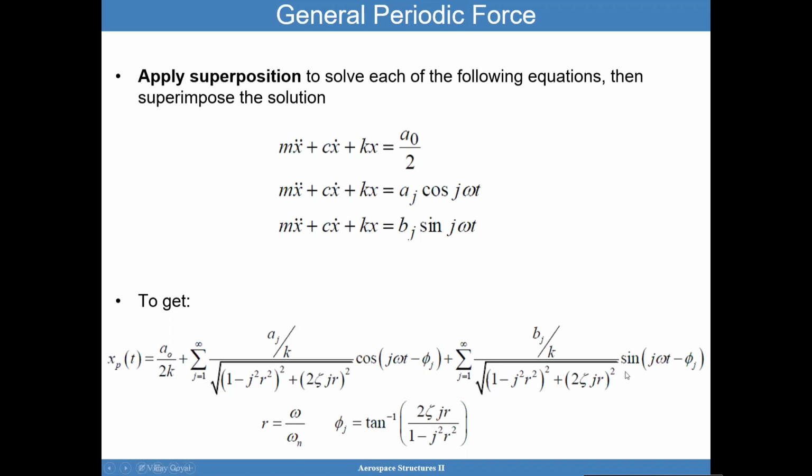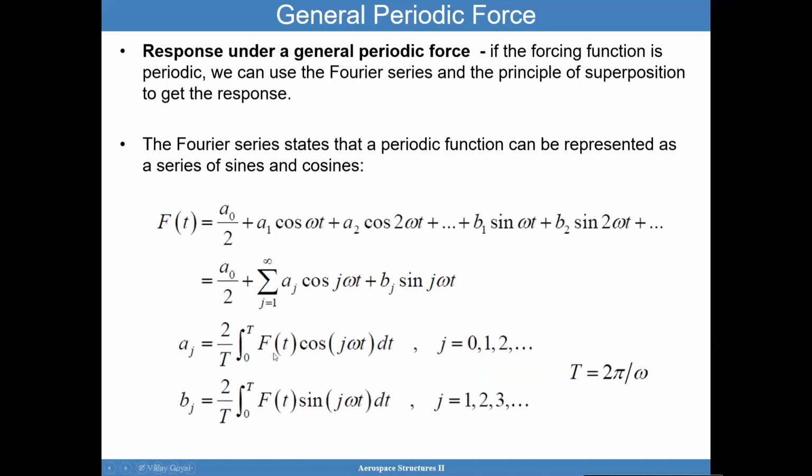The important aspect here is to understand that a periodic force will also cause a steady state response that may be a little bit complex in nature, but you can still find what that looks like. And here r is omega over omega n. j is a summation from 1 to infinity. And the a_j and b_j are fully known because that was found here in these formulas.